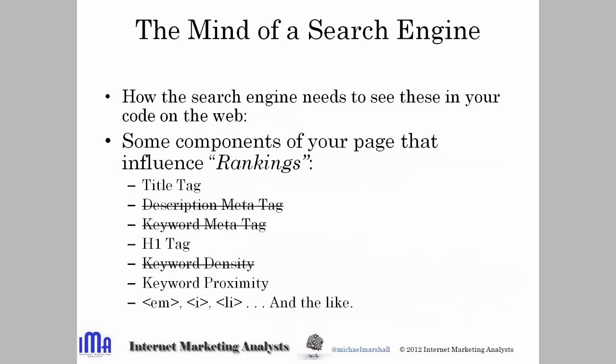Description tags and keyword meta tags do not impact ranking. Description tags will impact your click-through rate, obviously, because the searcher sees that. And the keyword meta tag is not going to influence either click-through rate or ranking. So when you're writing your description tag, you need to have in mind click-through rate. So it needs to have a call to action. It needs to trigger a response from the searcher. An H1 tag can be helpful. I would only think about the first H1 tag on your page as having any significant influence on your ranking.